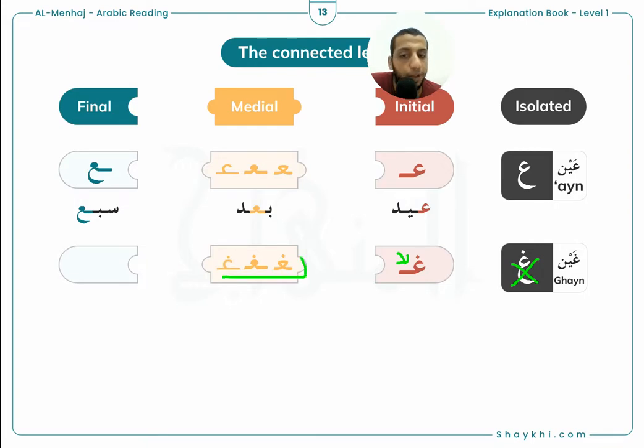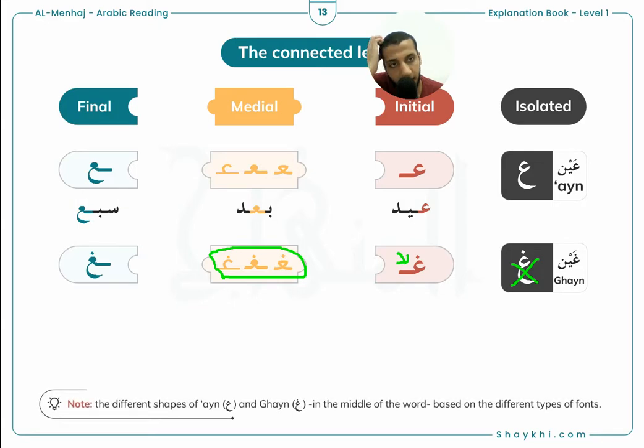And we said these different shapes depend on the different fonts, not on a certain situation or certain case. No, anyone you like, you can use it. It's up to you, my dear student. And this is the final form of the letter Ghayn.